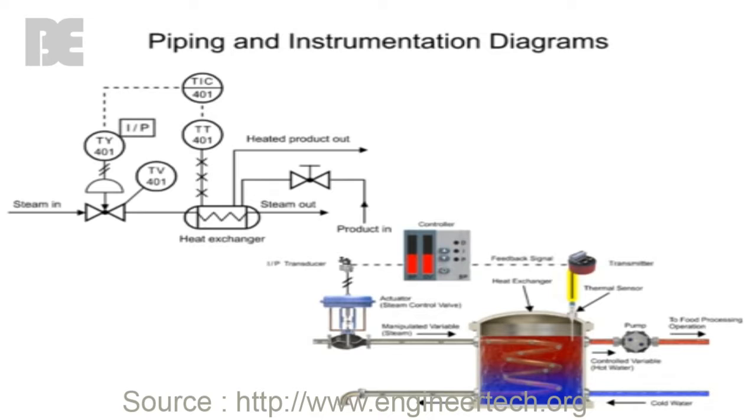A capillary tube that sends a signal from the heat exchanger to the transmitter is represented in the diagram by the line with X's. A dashed line between components indicates an electrical signal.